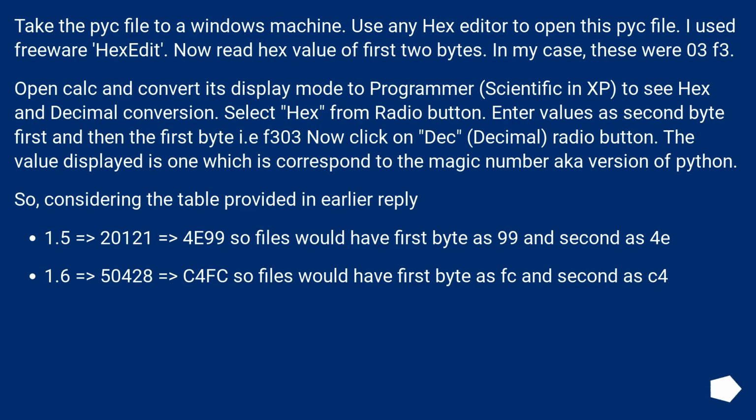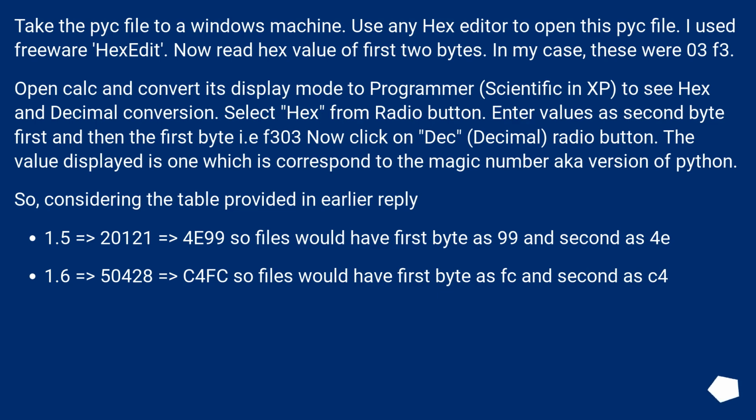Take the Python file to a Windows machine. Use any hex editor to open this Python file. I used the freeware hexedit. Now read the hex value of the first 2 bytes. In my case, these were 0x3F3.